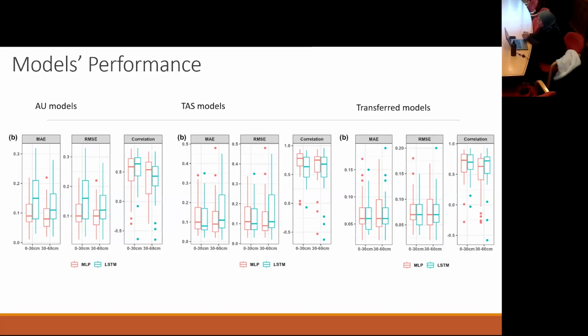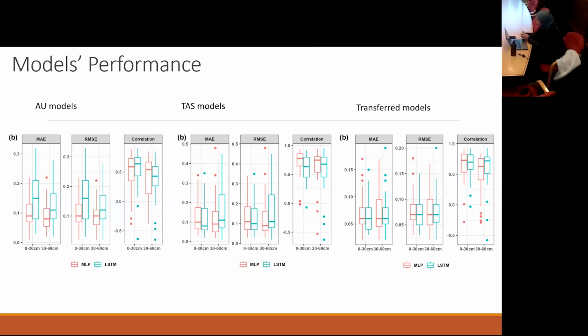When we compare it to the transfer model, the error level drops quite a lot. In the Tasmania model, the error level is around 0.1, and in the transfer model, the error value is around 0.07-ish. And we can see that the correlation itself is slightly higher than the Tasmania model, which is still good.